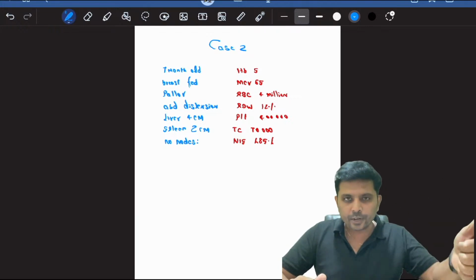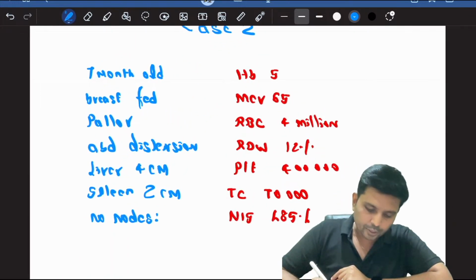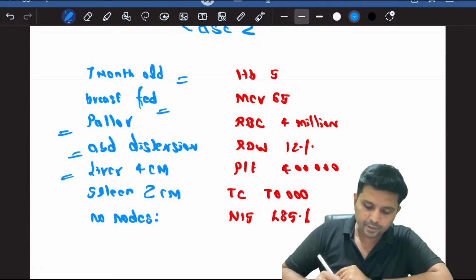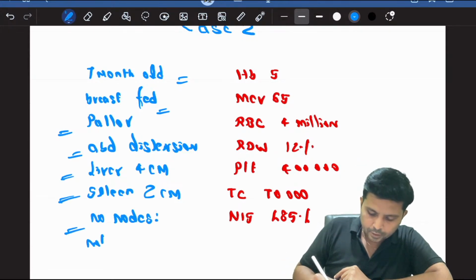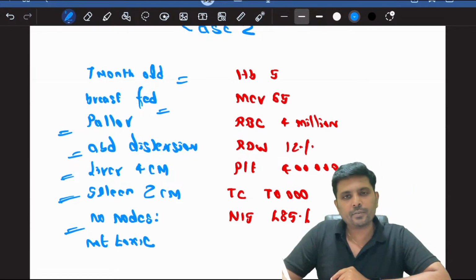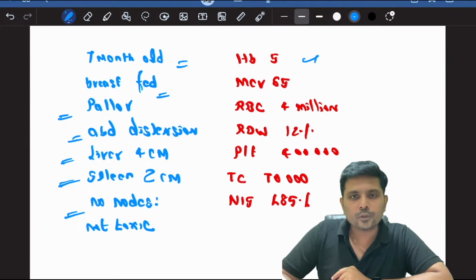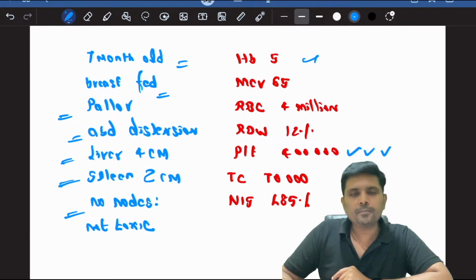Case 2. Are you ready? Now case 2. A 7-month-old child, exclusively breastfed, pallor is there, abdominal distension is there, liver is there, spleen is there, but no nodes. And let me say the child is non-toxic. So here a 7-month-old child is presenting with anemia. So what is rule 1? Associated platelet involvement. So platelet here is normal.